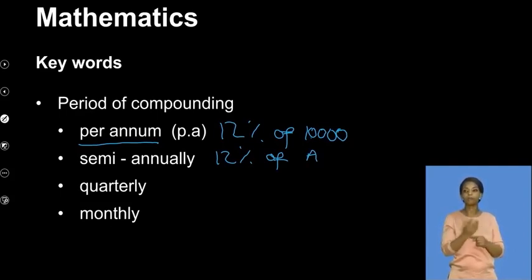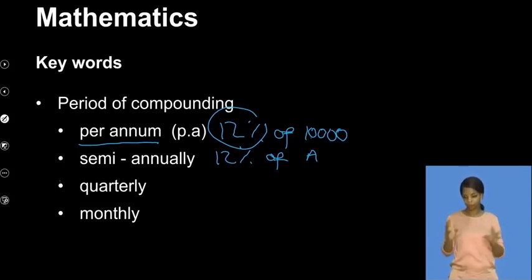Semi-annually, semi would mean every 6 months, because it's semi-annual, right? Remember, semi means half. So half yearly, every 6 months in a year, we give you 6%. If it was 12% per annum, compounded semi-annually, it would mean that the 12% is divided into 2 in a year. So I give you 6% at the end of June, I give you 6% at the end of December, but in a year you would have got 12%.